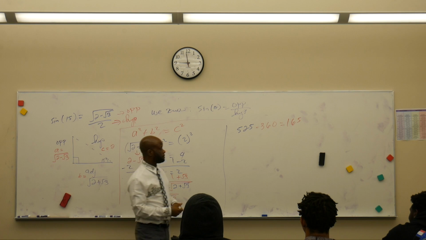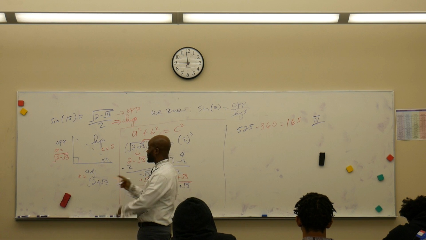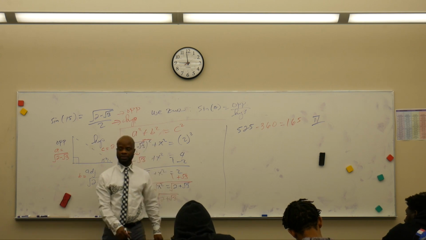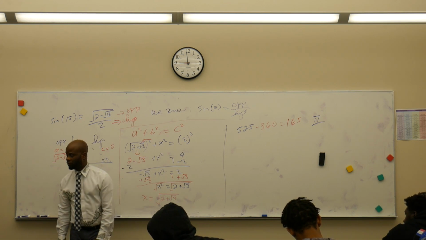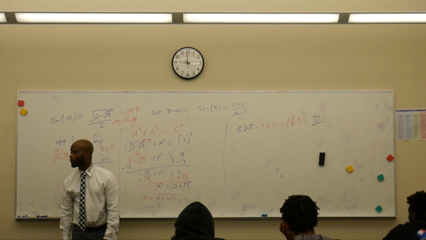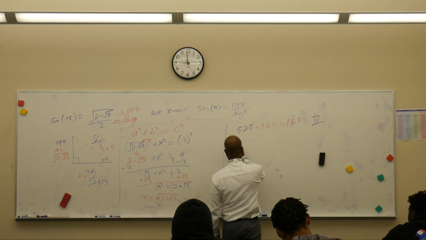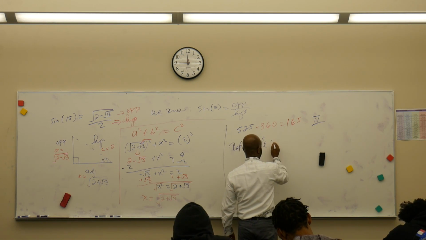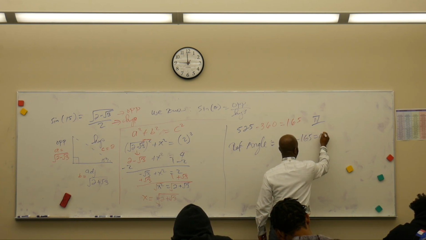What quadrant would that be? 2. All right, quadrant 2. In quadrant 2, the cosine is negative, and the sine is positive. Okay? What's our reference angle for 165 degrees? How did we get that? 180 minus 165, which is 15 degrees. So the reference angle is 15 degrees.